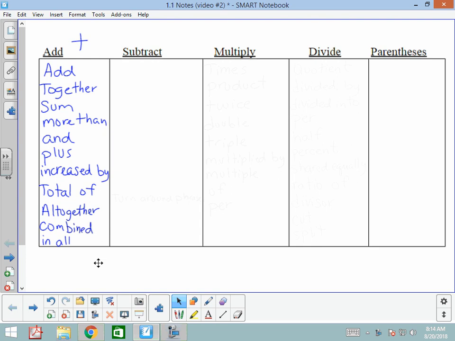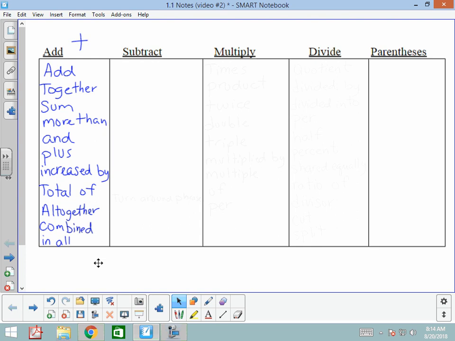Add, together, sum, more than, plus, increase by, total of, altogether, combined, and in all. So if you need to pause the video and write these down, that's fine. I'm going to go ahead and move on to subtract, because I have a few things to say about some of these words.